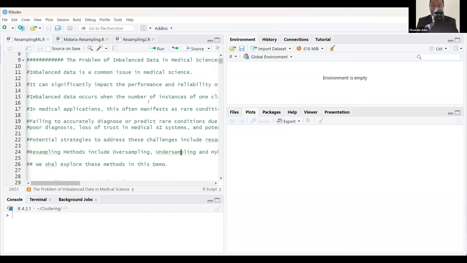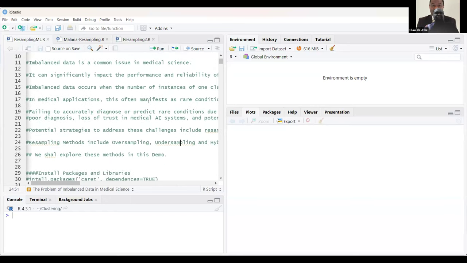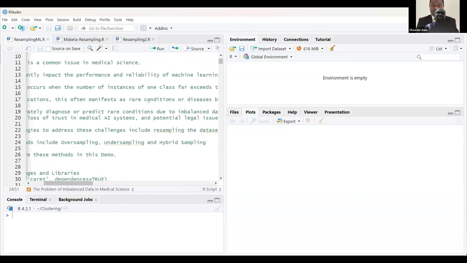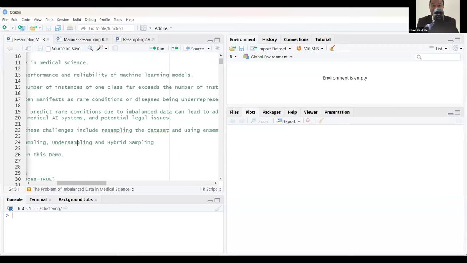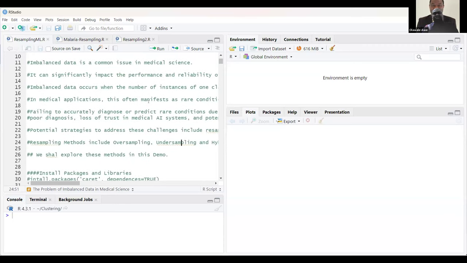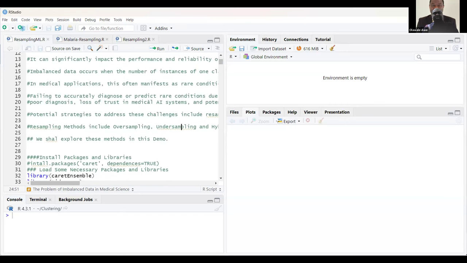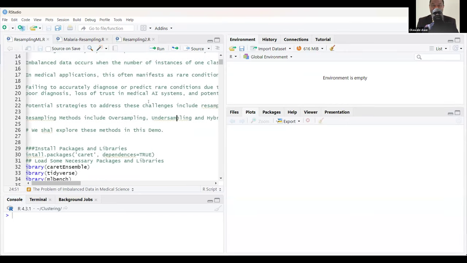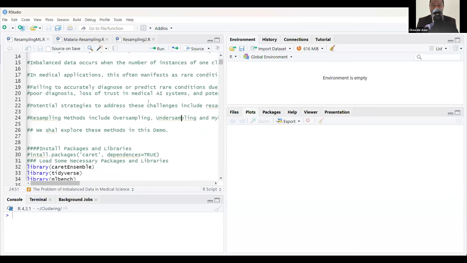Now, there are some potential strategies to address these challenges, which include resampling the data sets and using appropriate models, like ensemble models, which I'm going to talk about today. The resampling methods we're going to talk about include oversampling, undersampling, and hybrid sampling.